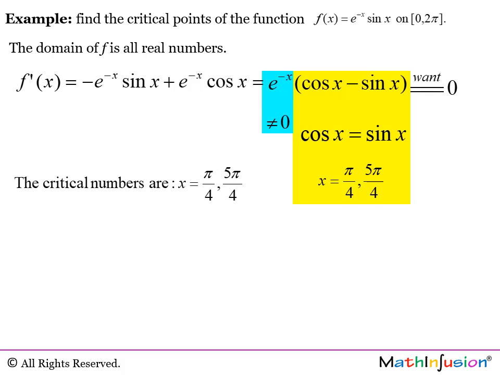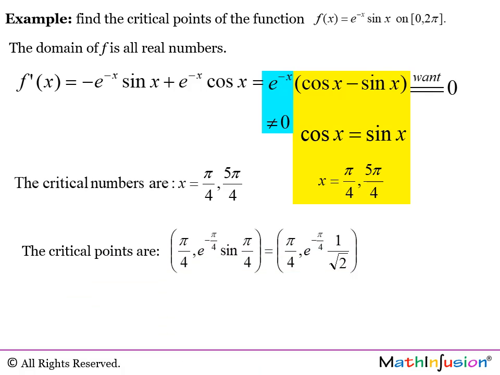So we have two critical numbers between 0 and 2 pi, which are pi over 4 and 5 pi over 4. The critical points are, you have also to substitute in the function, and you get those critical points.